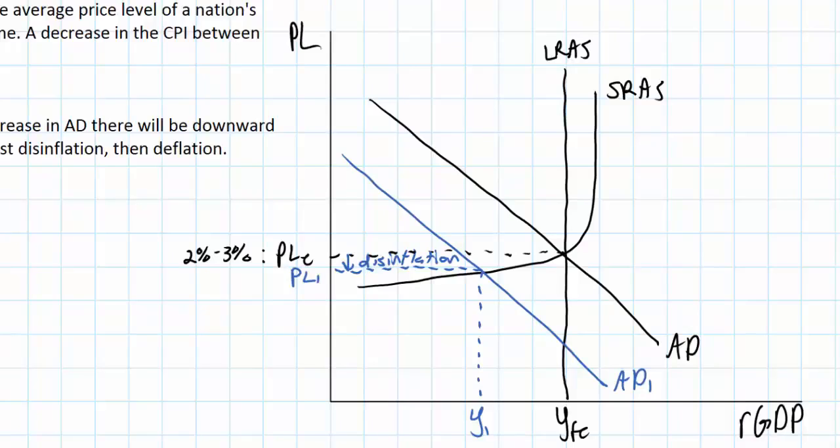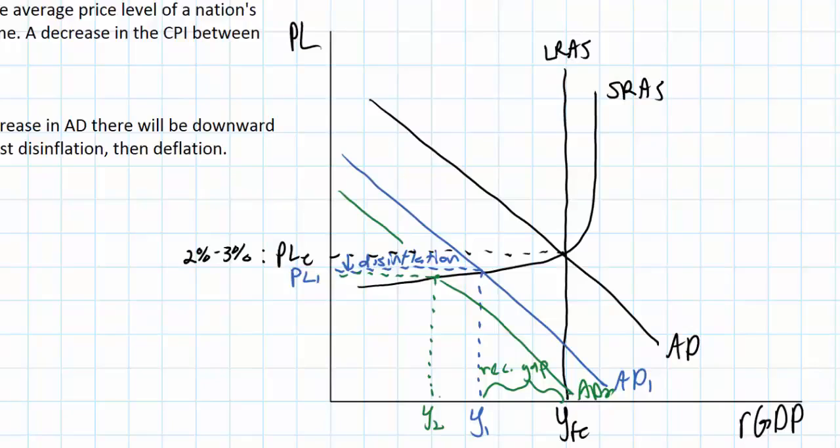So how could this economy go from disinflation to deflation? There's a couple possibilities here. If the rise in unemployment accompanying this recessionary gap, as we call this here, causes incomes to fall, then consumption might fall as well, and this economy could experience an even further decrease in aggregate demand to AD2. A further decrease in AD might push this economy into deflation and an even deeper recession, as we see here, as output falls to Y2.